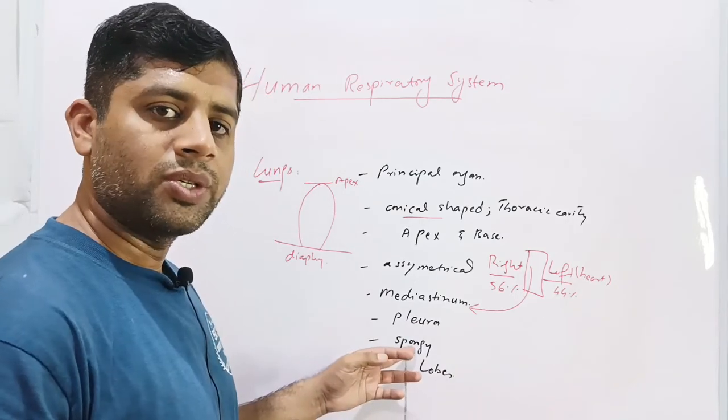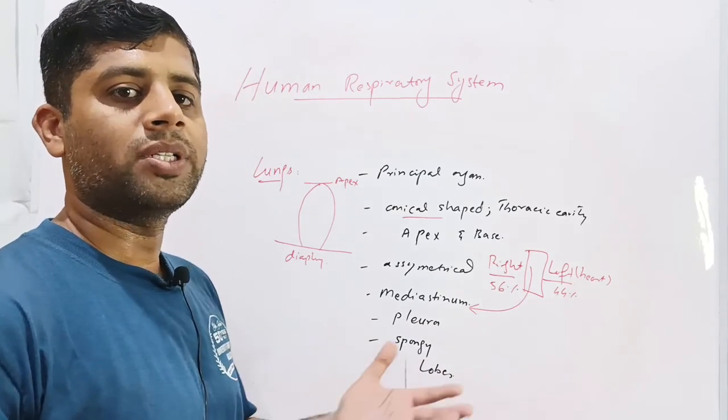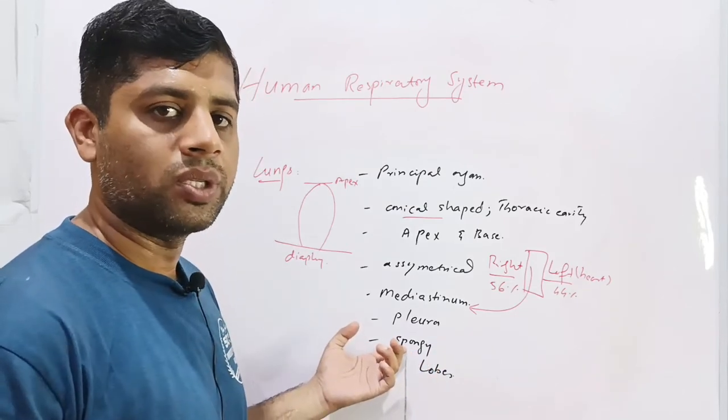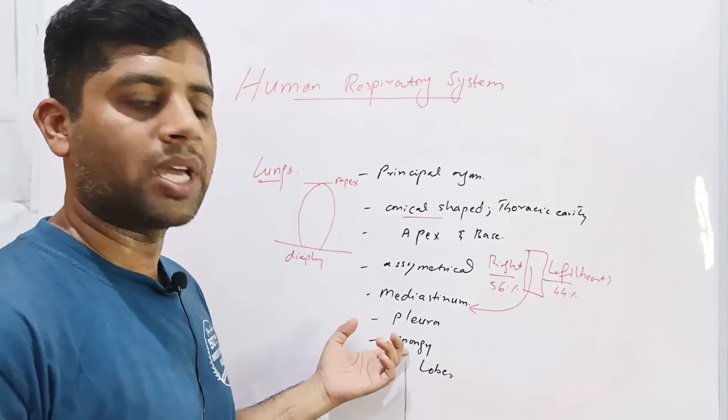Lungs have a spongy nature due to the presence of alveoli in them, because we have stated that there are 700 million alveoli in the lungs. This gives a spongy texture to the lungs. Lungs are spongy due to air-filled sacs.